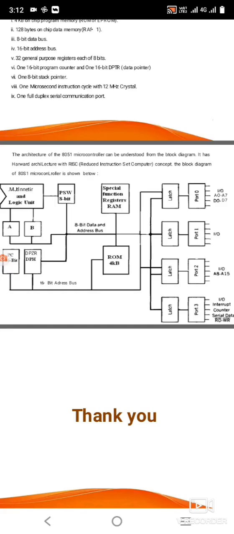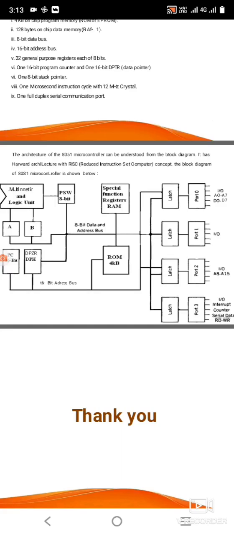Then special function registers are available in the 8051. A number of registers such as SCON, PCON, TCON are available in the special function registers, then the RAM memory. Then the ROM memory is 4 kilobytes of data. There are a number of ports available in the 8051 microcontroller. We see the number of latches called port 0, 1, 2, 3.